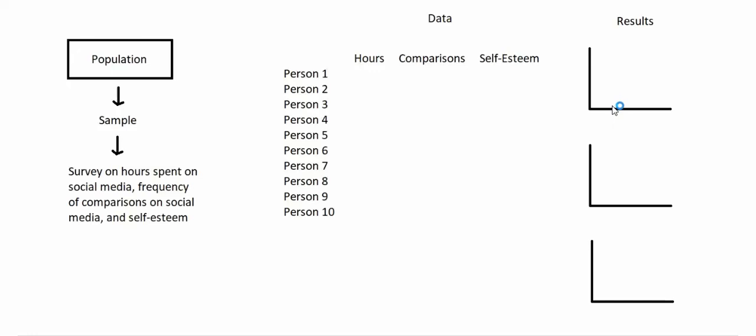So this first scatter plot would be hours and comparisons. Then the researcher could take the data for hours and the data for self-esteem, columns 1 and 3, and plot them on the second scatter plot. And so one variable would be on X and one would be on Y again. And the two variables, like I said, are hours and self-esteem. Then a researcher could make a scatter plot for the third possible correlation, which is comparisons and self-esteem. And this third scatter plot would show columns 2 and 3, basically.